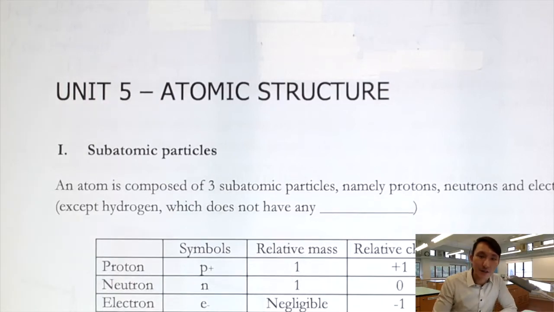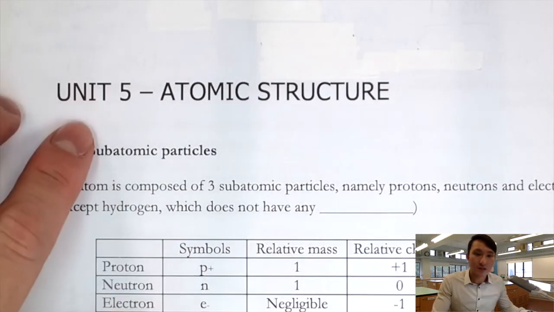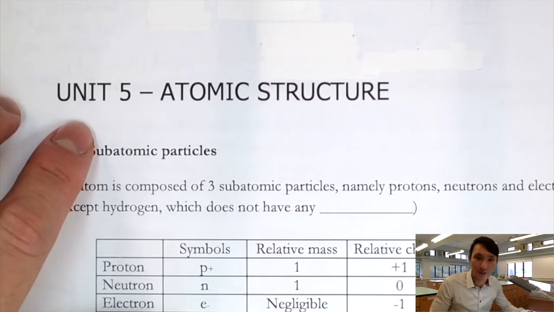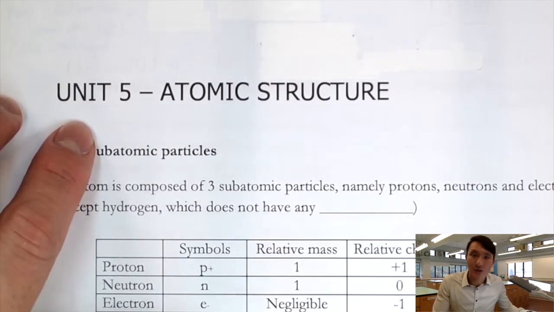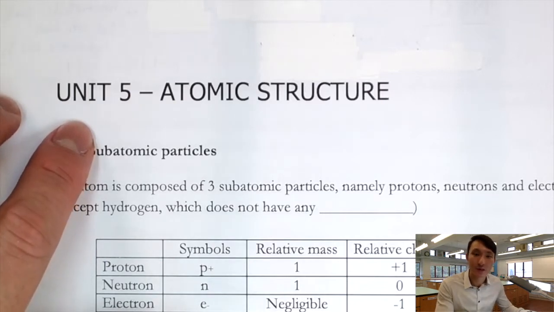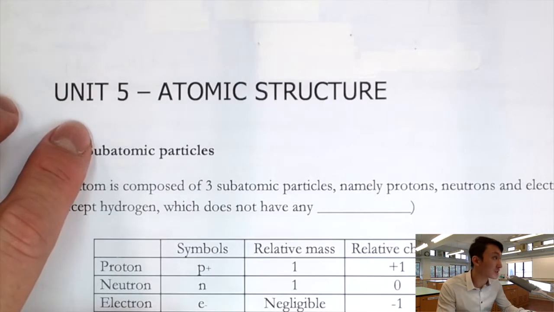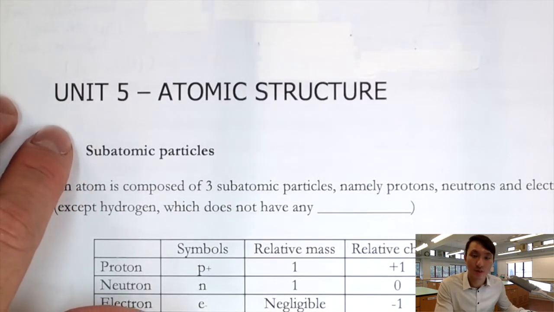Hi guys, in this video we are going to continue on the Unit 5 atomic structure. So last video we did talk about a lot of common elements. We tried to know their name, their symbol, their appearances, and their hazard nature. So today we will continue on talking more about the atom and what it is made of.